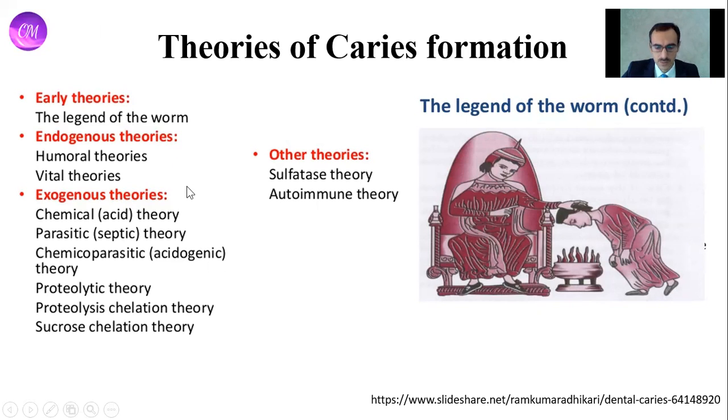Then exogenous theories such as the chemical acid theory, parasitic septic theory, chemico-parasitic or acidogenic theory, then the proteolytic theory, the proteolysis chelation theory, the sucrase chelation theory, and other theories such as the sulfatase theory, autoimmune theory, etc.